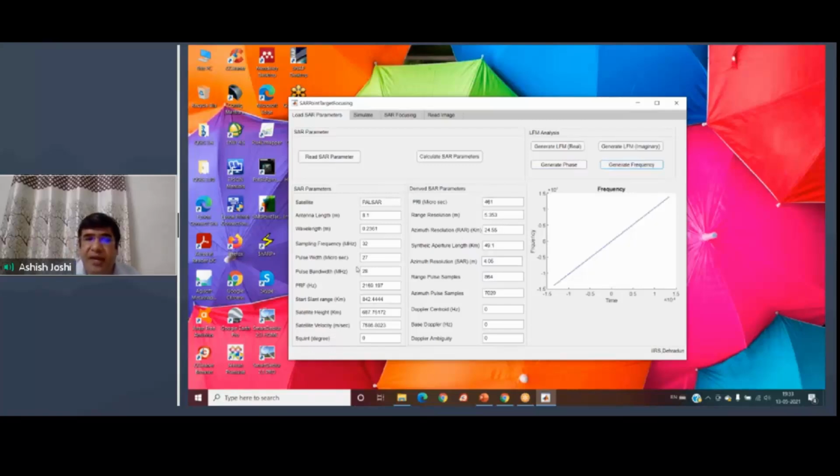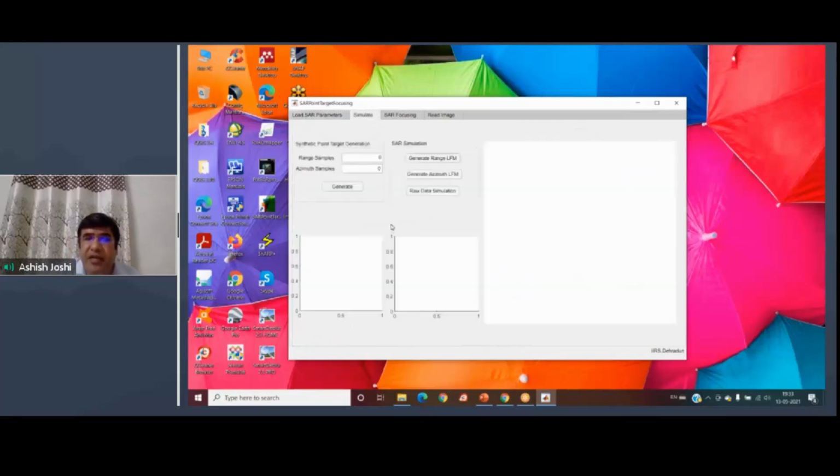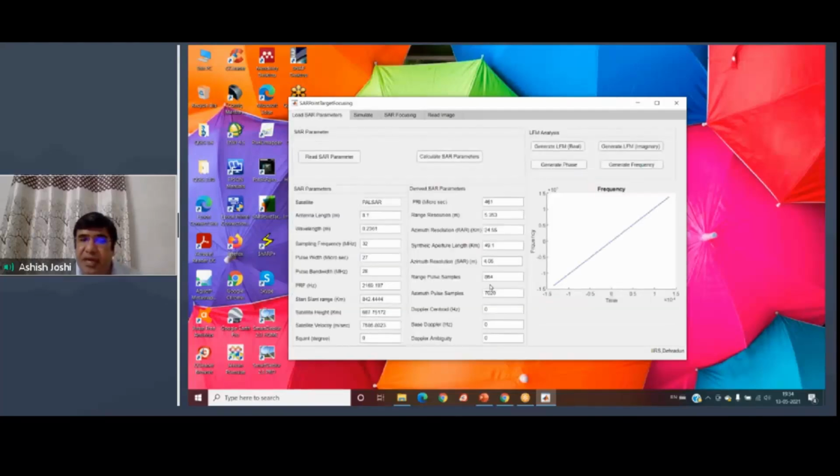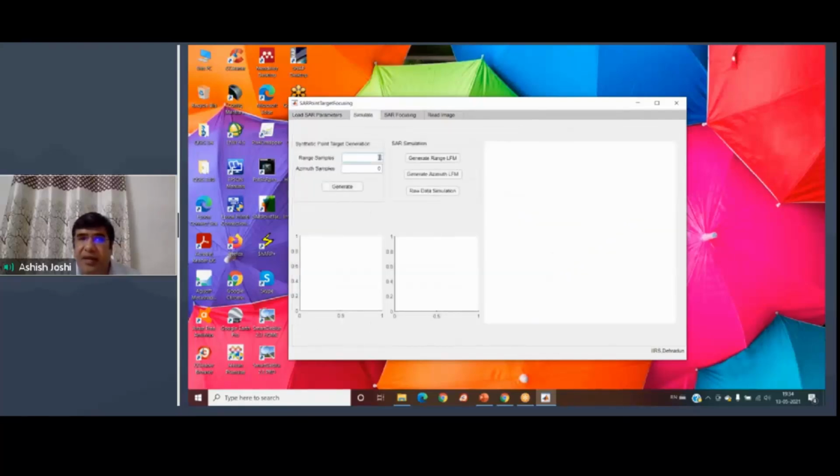Okay, so we have these parameters, the pulsar parameters. Now we will try to simulate one point target. First we will form one synthetic point target, meaning we will have the range samples and azimuth samples. The range samples come to 864, and the azimuth samples come to around 7000. So we can make around 8K samples, 8192 samples in range, and 8192 in azimuth.